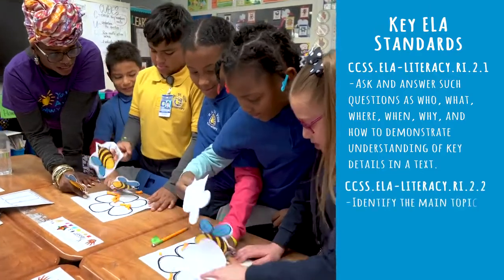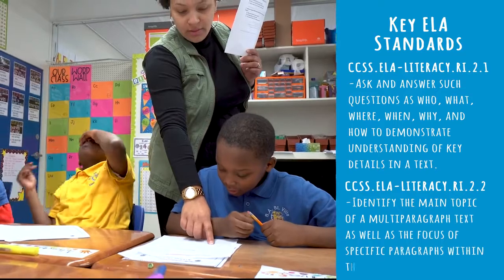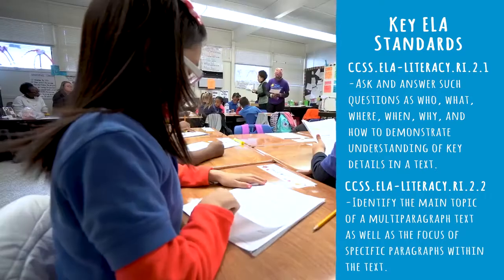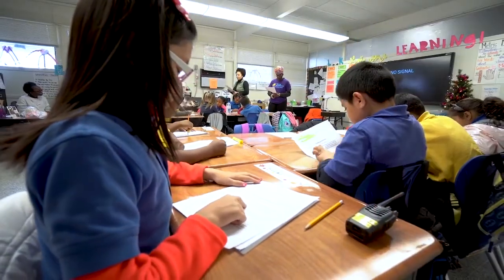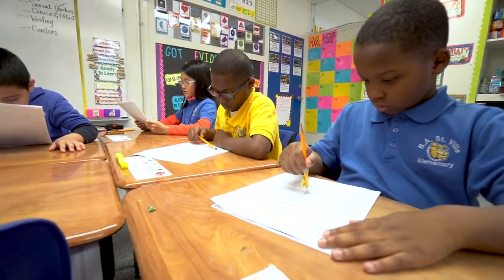Students will identify the main topic of a multi-paragraph text, as well as the focus of specific paragraphs within the text. So starting off in second grade, we always want them to come in being able to read. We start reading comprehension, text evidence, finding your answers in the text. So yes, you know the answer, but where did you find it? So the text that we provided them with today was honeybees love to pollinate.